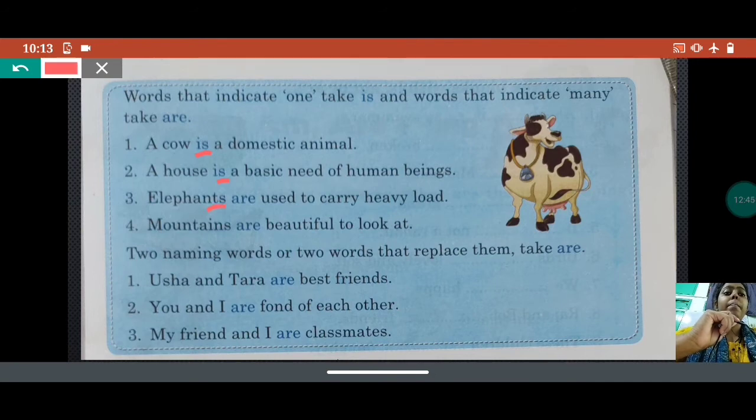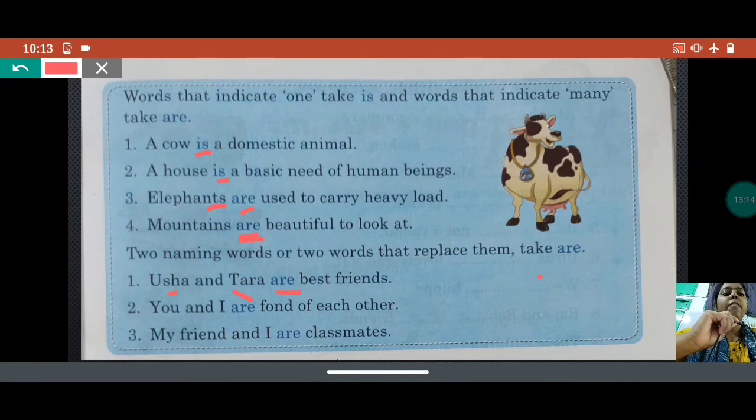Elephants. Now here we are talking about more than one elephant. So elephants are used to carry heavy loads. Number 4. Mountains are beautiful to look at. Two naming words or two words that replace them take are. Usha and Tara are best friends. So here we are talking about more than one person, so we will use are.